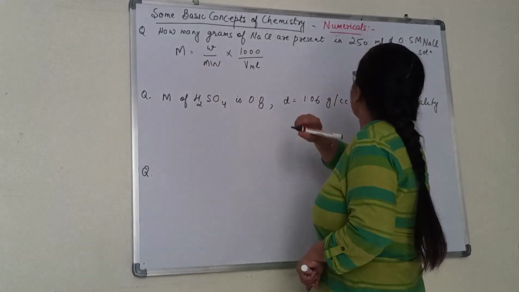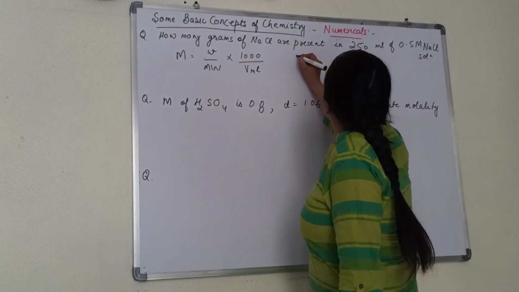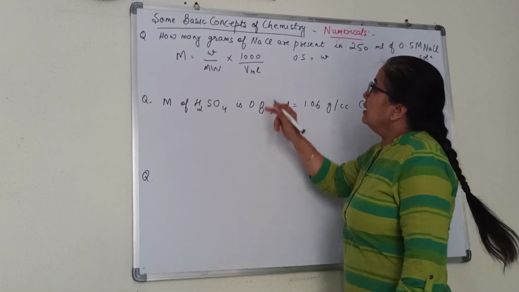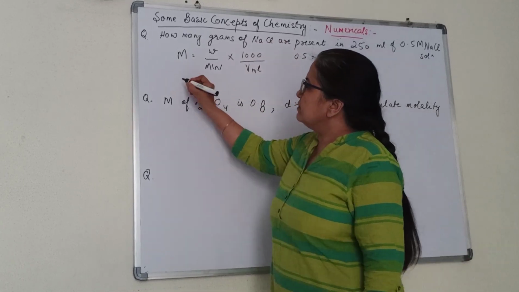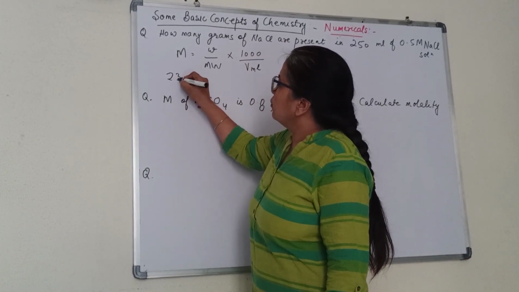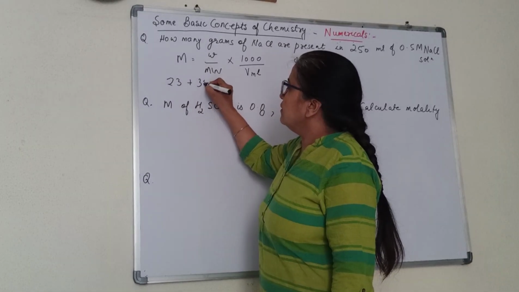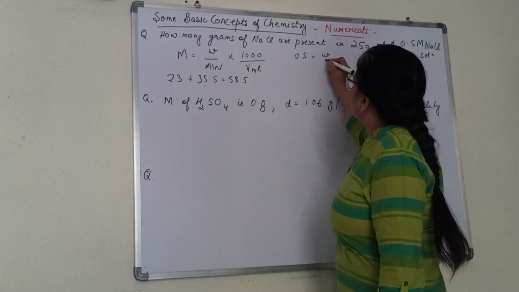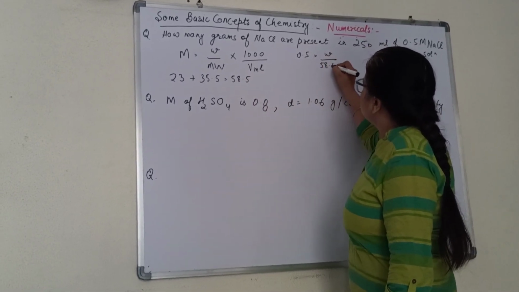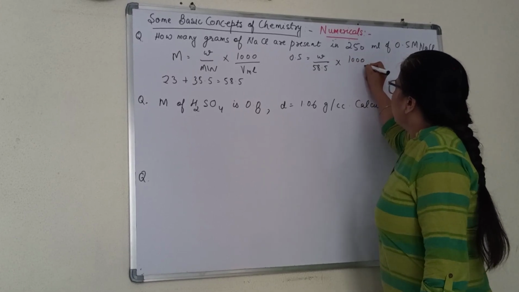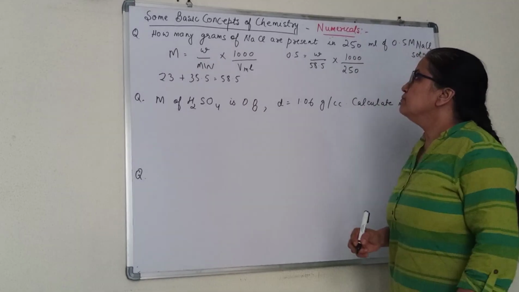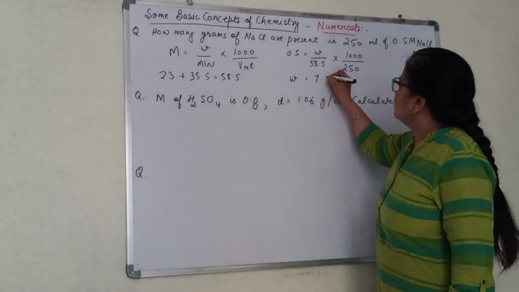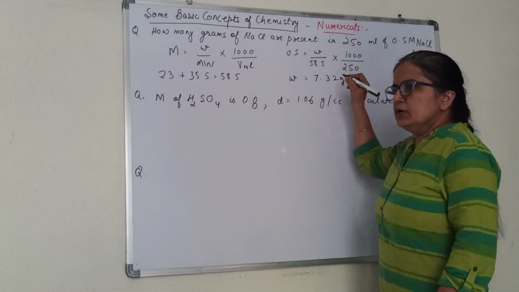Okay, we know the molarity, it is given in the question. So molarity is 0.5 is equal to given weight, we have to calculate, NaCl. NaCl molecular mass will be 23 for sodium plus 35.5 for chlorine, that is 58.5. So I will write here given weight, 58.5 into 1000 divided by volume, which is given as 250. We have to calculate the mass. So this mass, if you solve, you will get 7.32 grams.